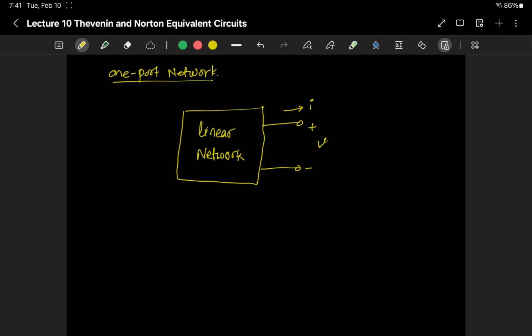And usually the linear network, such as the electricity that is coming to your house, is a complex network, and it is possible to simplify these networks using the concept of equivalent circuits. So this lecture and the next few lectures will rely heavily on this concept of equivalent circuit.